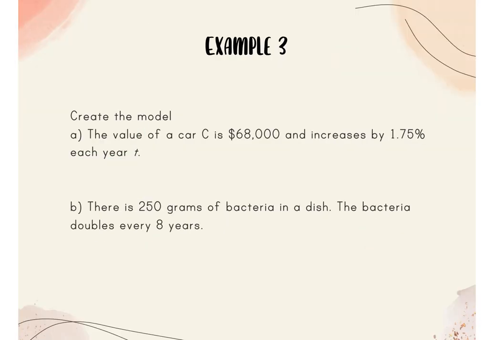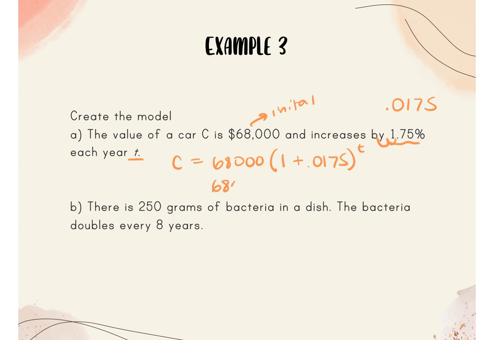All right, so example 3 says create the model. A, the value of a car is $68,000. So this is my initial amount. And it increases by 1.75%, which is, move that decimal twice, 0.0175 in decimal format, each year. So this is simple interest. The value, which is C, equals the initial times 1, it's an increase, so plus 0.0175, raised to the t.